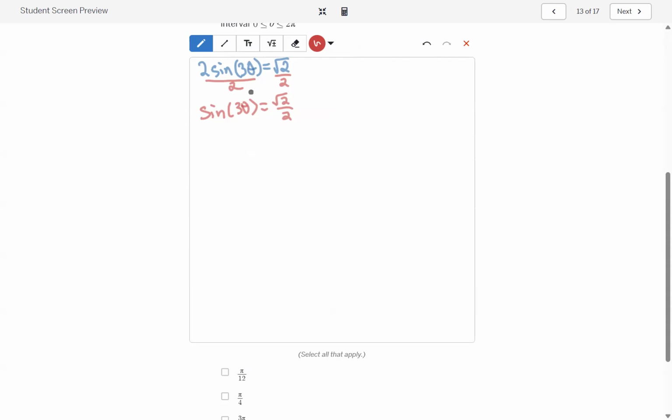All right, so now, again, just ignore the 3 theta. That's just what's inside. When is the sine square root of 2 over 2? Yep, pi over 4 is one of them. So I've got 3 theta equals pi over 4.